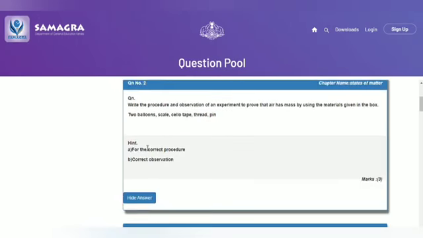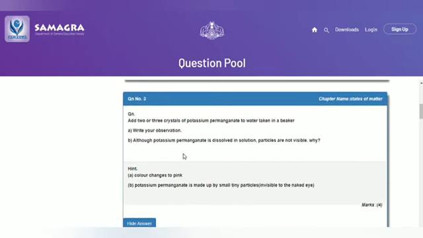Then second question. Write the procedure and observation of the experiment to prove that air has mass by using the materials given in the box. It is given 2 balloons, scale, sellotape, thread, pin. That is for the correct procedure. Then for correct observation.